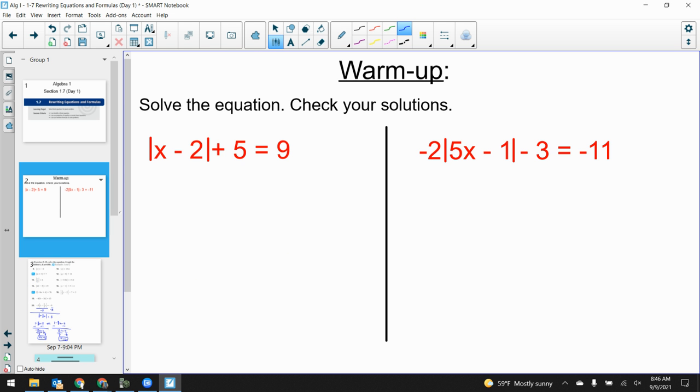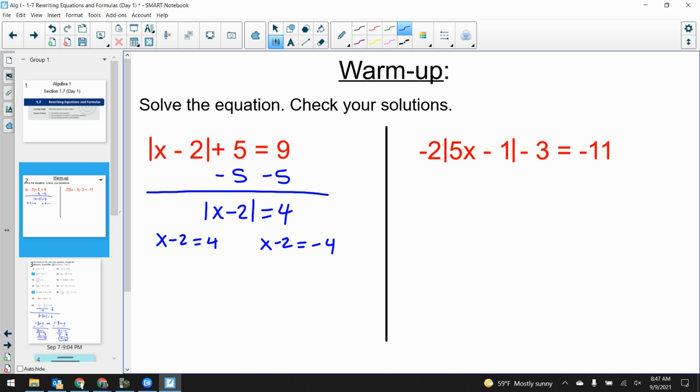Let's look back at our warm-up. So get your warm-up out and take a look here and follow along. First thing here on the left side, I'm going to subtract the 5. x minus 2 is equal to 4. We say x minus 2 then is equal to positive 4, or x minus 2 is equal to negative 4. So x is 6, or negative 2.